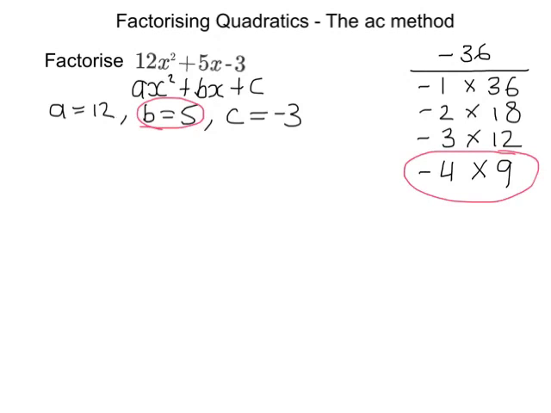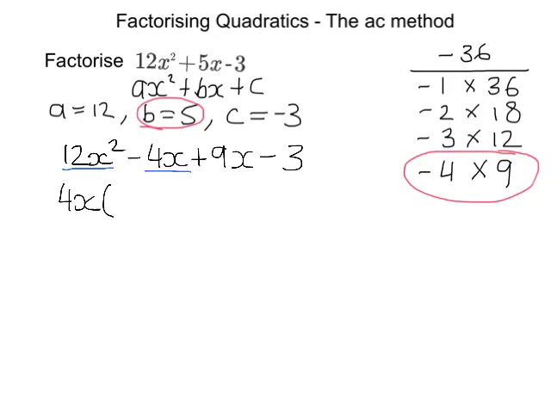What we're going to do now is rewrite our quadratic, replacing 5x with minus 4x plus 9x. So now we've got the quadratic 12x squared minus 4x plus 9x minus 3. Now we've got 4 terms, and we're going to look at our first 2 terms. Are there any common factors in those first 2 terms? You should be able to see that they've both got a common factor of 4x. So we can take that out as a factor, and what we have in the bracket is 3x minus 1.